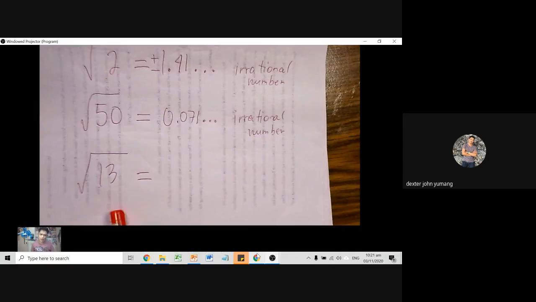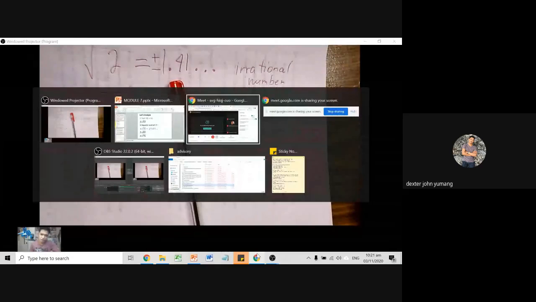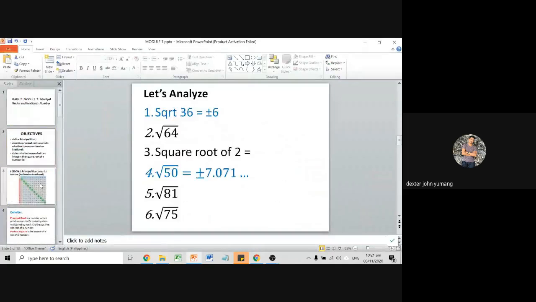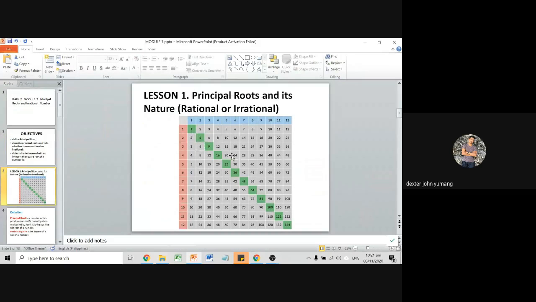Kapag wala po siya doon sa multiplication table, yung color green kanina, yung 1, 4, 9, 16, 25, 36, wala man pong 13 dyan. So, ang sagot nyo agad, irrational number. Pero pag andyan naman siya, for example, square root of 9, kahit hindi nyo na isolve, andyan man yun, 3 times 3 yun. That is 9. Isulat nyo agad, rational number.